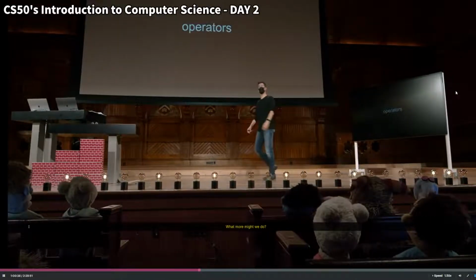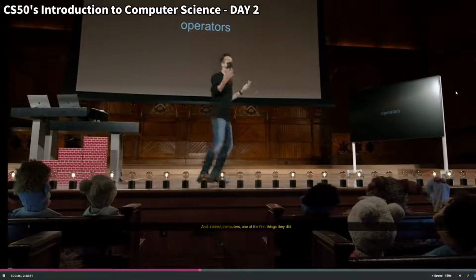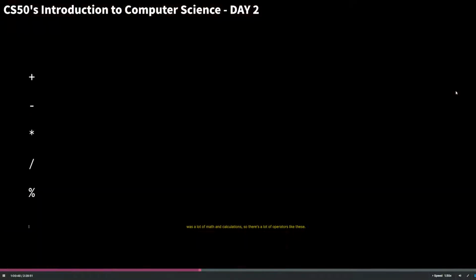That's printf and some of its format codes. What more might we do? Well, in C, as we'll see, no pun intended, there's a whole bunch of operators. And indeed, computers, one of the first things they did was a lot of math and calculation. So there's a lot of operators like these. Computers, and in turn C, are really good at addition, subtraction, multiplication, division, and even the % sign, which is the remainder operator. There's a special symbol in C and other languages just for getting the remainder when you divide one number by another.